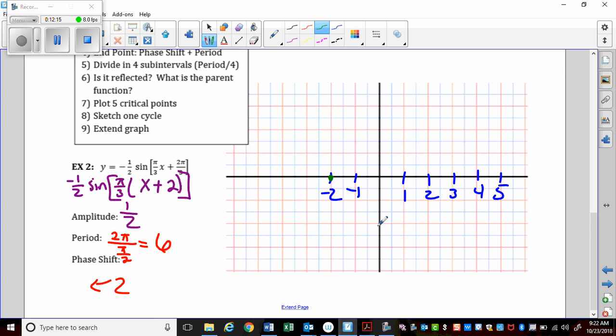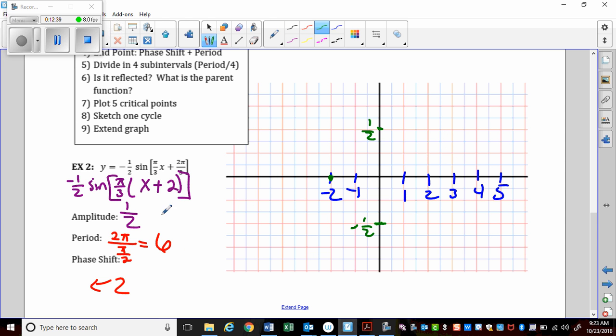And let's just say this is 1/2. And then this, sorry, -1/2. And then this is 1/2. So we're going to go down to -1/2, and then back up to 0, and then up to 1/2, and then back down to 0.